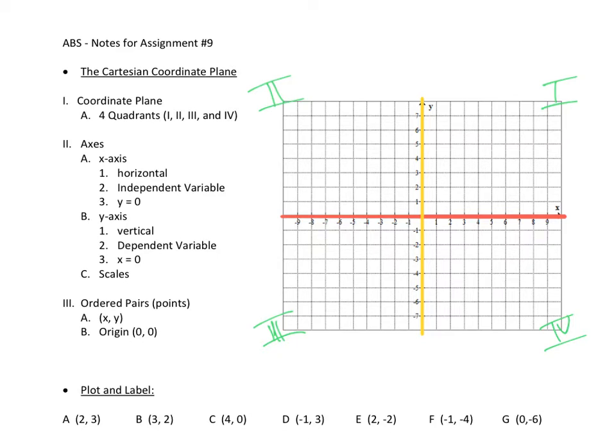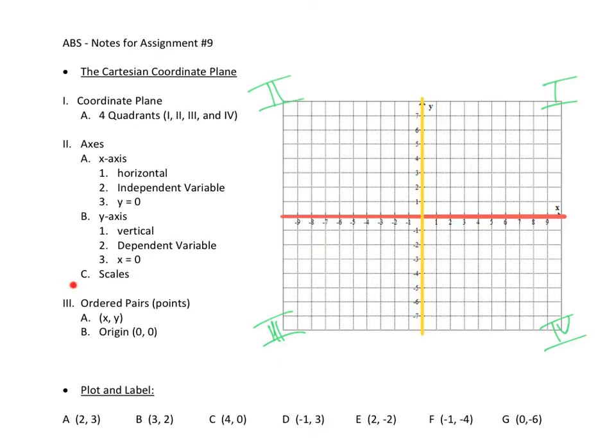From there, I can talk a little bit more about these axes. We have the y-axis and the x-axis. And the x-axis is horizontal. It represents the value of the independent variable, and has the equation y equals 0. And I'll talk more about this equation a little bit later in this video. The y-axis, on the other hand, is vertical. It represents the values of the dependent variable and has an equation of x equals 0.